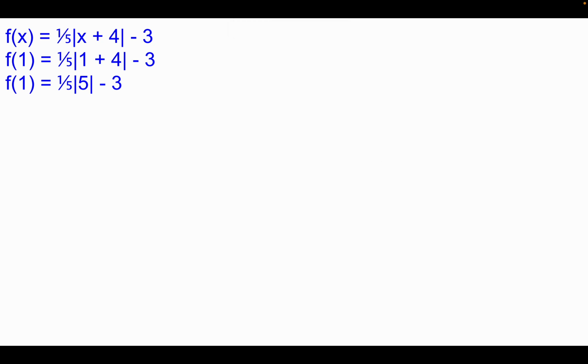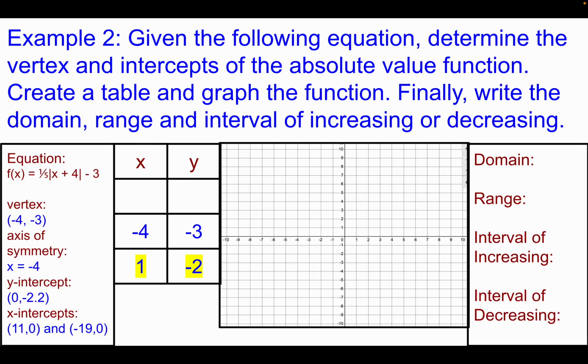So then I get f of 1 equals 1/5 times the absolute value of 5 minus 3. Absolute value of 5 is 5. 1/5 times 5 is 1. 1 minus 3 is negative 2. So my first point is going to be at 1, negative 2.